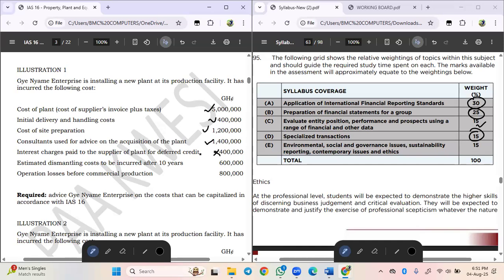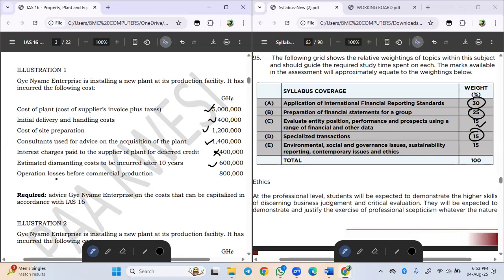It's like you are being fined, okay, or you are paying a penalty for deferring your credit. Maybe the credit days you were supposed to pay within were overdue, so you've been charged extra amounts, okay. So that one can be termed as a penalty or something. That one is not part of the cost, so that one cannot be added. Estimated dismantling costs to be incurred after 10 years. So this one you add it.